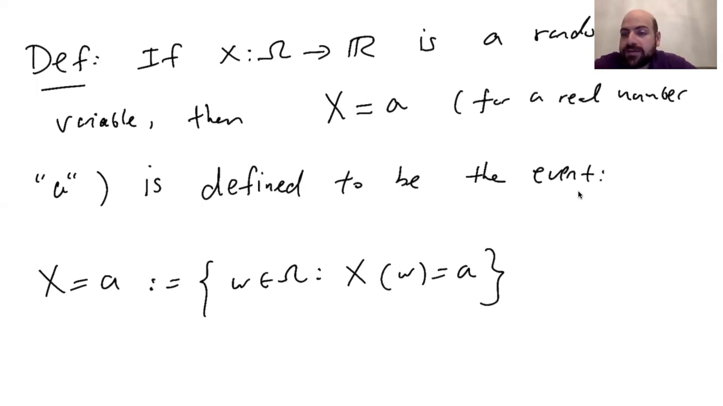Look at the right-hand side of this equality. It's obviously a subset of capital omega, right? Because we're saying all elements, small omega in capital omega, that have the property that capital X of those elements is a. Remember, capital X of any element in omega is some real number, right? So we are going to pick all elements in capital omega where capital X of those elements is a. So this is going to be a subset of capital omega, and therefore it will be an event. Now, capital X equals a is defined to be this event. So capital X equals a is an event.